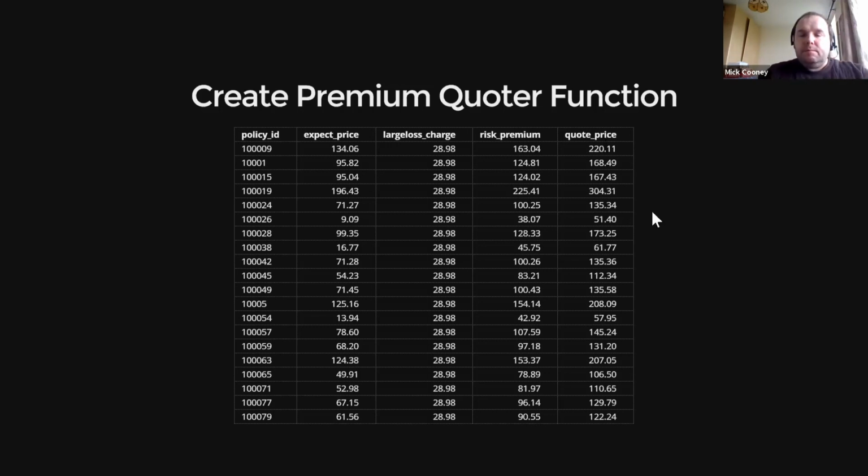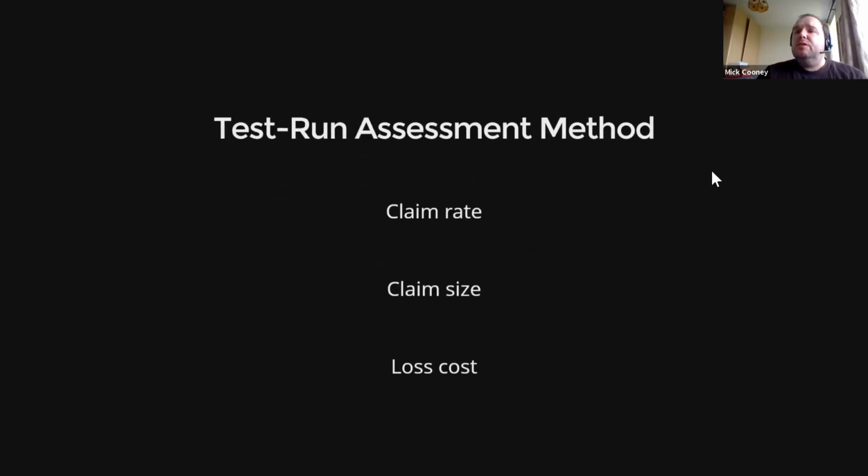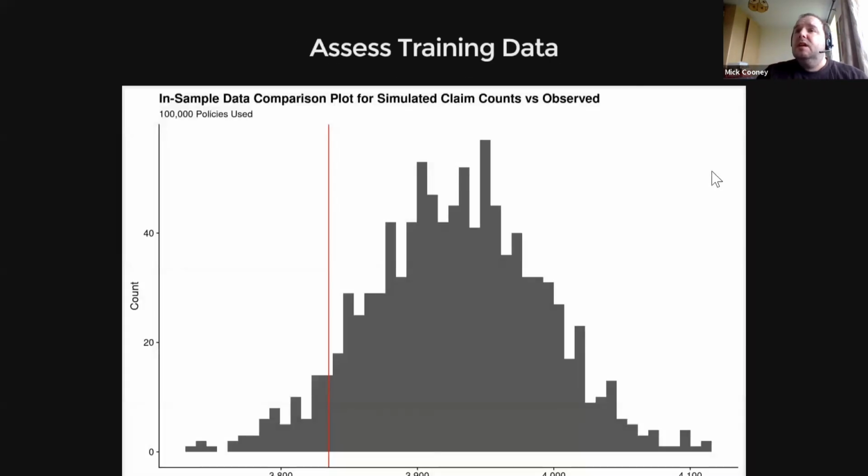So we built our premium quota, and we're going to assess the pricing. So how well do we do? So like I said, we're going to test run the assessment method. We've got the claim rate, the claim size, and the loss cost. And this is where we're getting out. So the in sample for claim counts. On the claim counts, we're in the ballpark for the in sample, but we only used 100,000 policies purely for computational speed. So I randomly selected 100,000 of the in sample data, the 300,000 that we built it on, and we're looking at, how well does it do? So that seems to be okay.